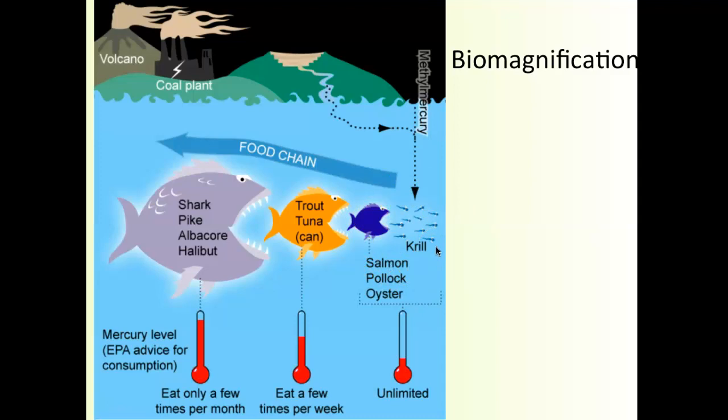So the lower on the food chain, the better to eat, because the toxin in the environment has not bioaccumulated, right? You still have just small amounts of the toxin in those smaller fish, in the lower trophic levels.